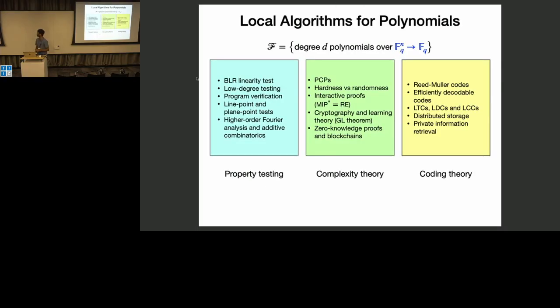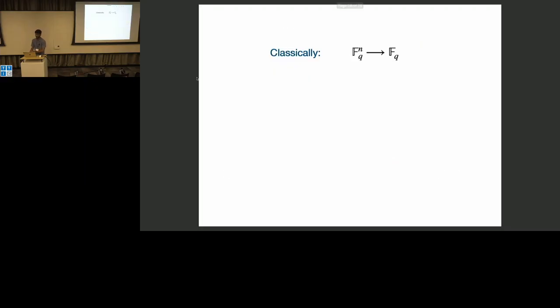There have been several applications of local testing and correction. Most of these applications look at this particular family of functions: degree d polynomials over a vector space. F_q is a finite field, and you look at all degree d polynomials defined over F_q to the n with codomain F_q. This has been very fruitful in different areas in TCS, in particular property testing, complexity theory, and coding theory. As I mentioned, most of these works consider the domain being this vector space F_q to the n and the codomain being F_q for your functions.